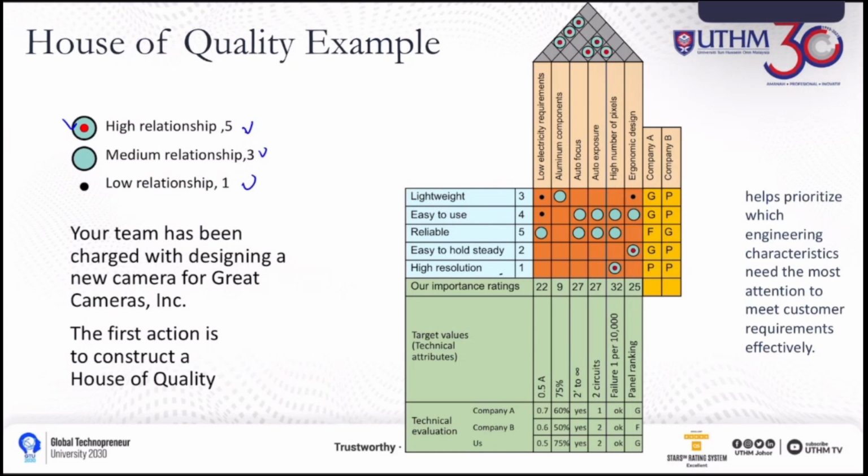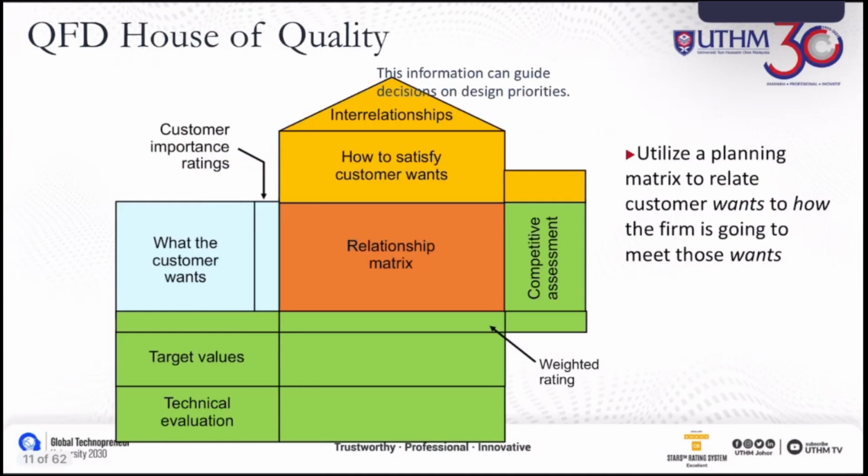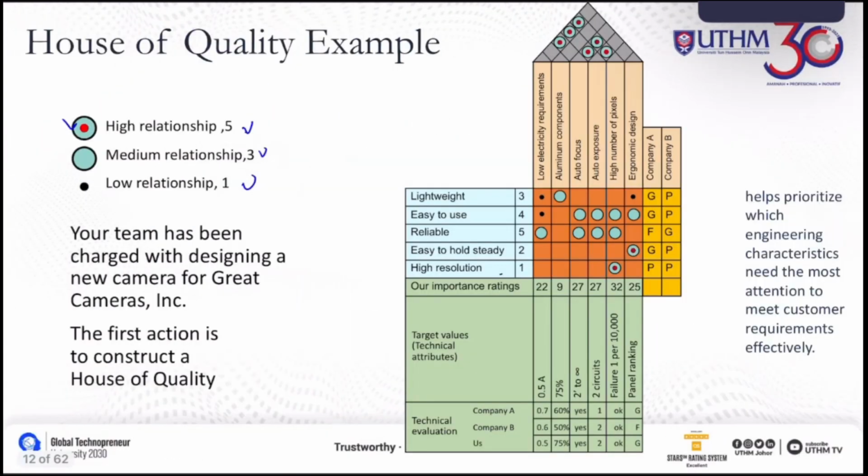Okay, so you need to determine the relationship. How high is the relationship? How low is the relationship? Okay, on the roof top of the house is actually interrelationship between this what we call as how to satisfy customer wants. Okay, so this is your design features.